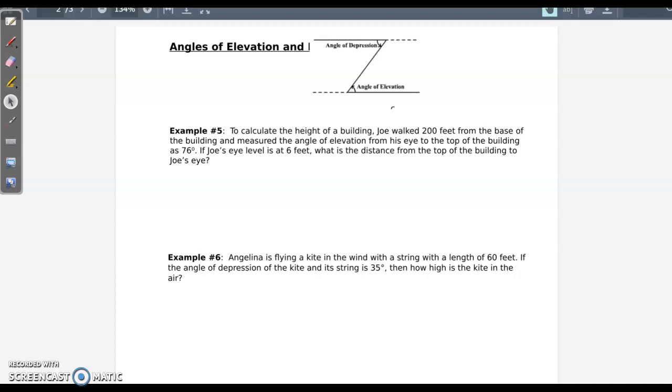Today's video is on the angles of elevation and depression. As you can see from the picture, angle of depression is when your eyesight angle is pointing downward, and your angle of elevation is when your eyesight is pointing upward.